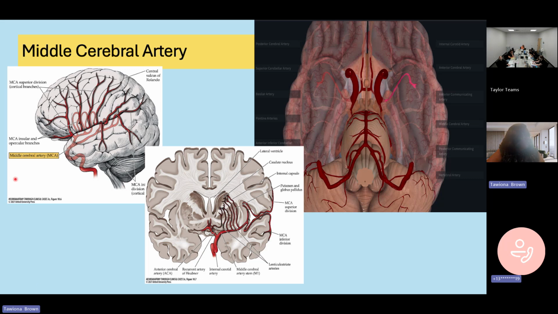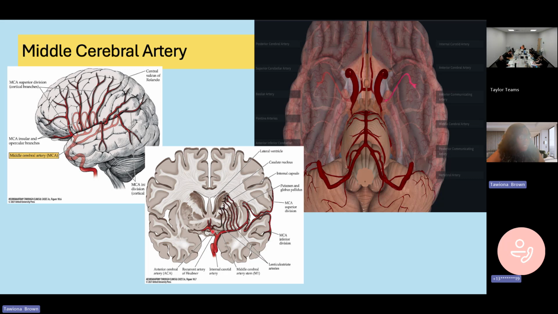So if you see here along the lateral aspect of the brain, you see the divisions. You have this upper division or superior division and lower division. But if you see here, you can see where it comes in as the internal carotid artery. And then that internal carotid artery branches into your MCA. So here that is for you. And then it has a superior branch and it has an inferior branch or division, depending on which way you want to say it. It's all the same thing.